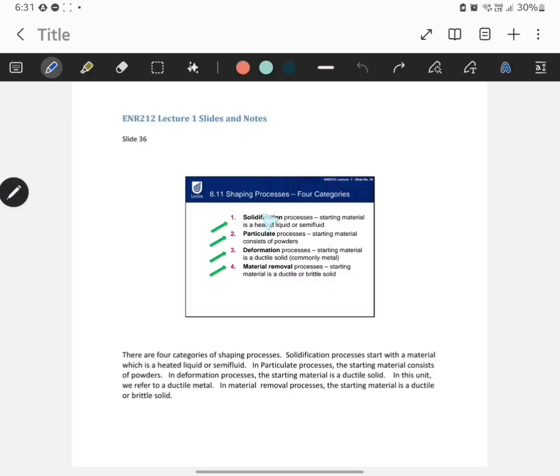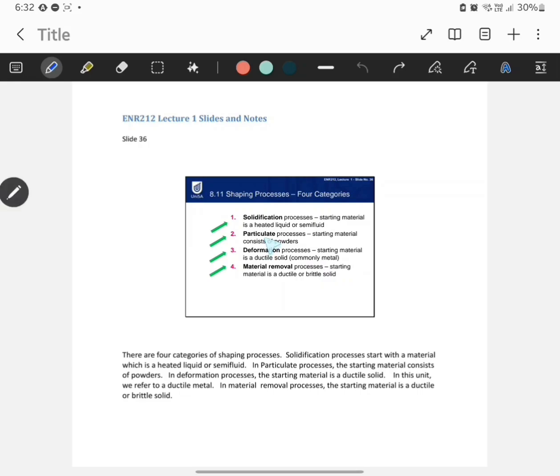The first process is called the solidification process. This begins with a material in a heated liquid or semi-fluid state. The material is poured into a mold, and as it cools, it solidifies and takes the shape of the mold. Examples include metal casting and plastic molding.